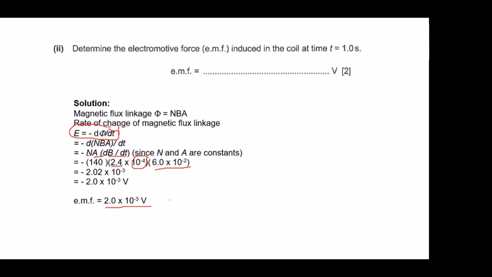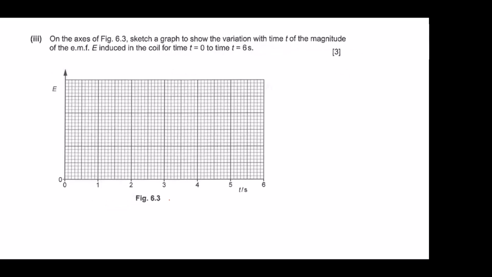So this question is actually applying Faraday's law, E equals minus rate of change of magnetic flux linkage, and using the gradient of a B versus time graph. Part 3, now we need to sketch how the EMF graph looks like. So from a B-t graph, I need to sketch an E-t graph, EMF. The relationship will be that of Faraday's law. Use Faraday's law to link the B graph to the E graph.